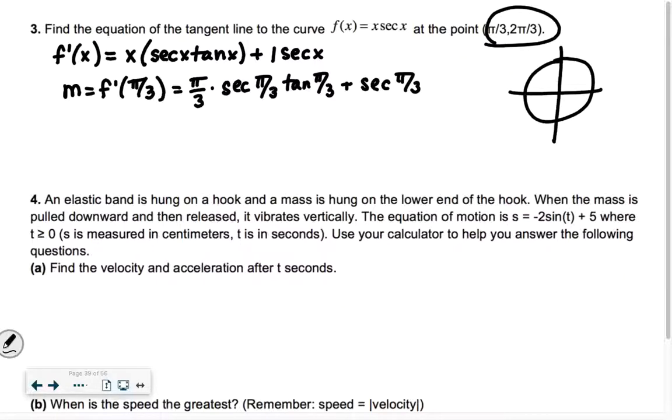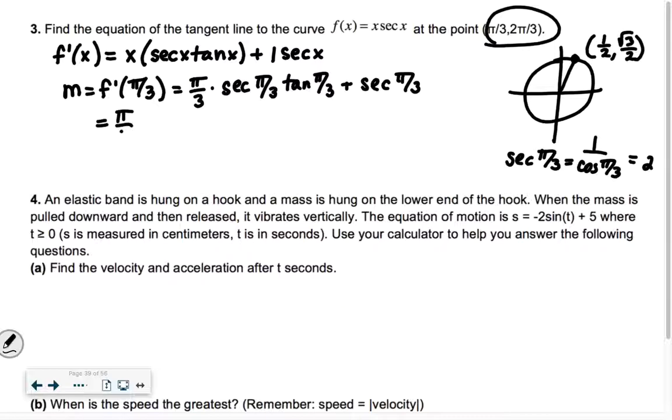So pi over 3 is right here. What point is associated with it? Over how much, up how much? 1/2 up, root 3 over 2, exactly. So when I talk about secant, I have the reciprocal of cosine. So secant of pi over 3 is the same as 1 over cosine of pi over 3. So it ends up being 2 because it's 1 divided by 1/2. It's the reciprocal of 1/2.